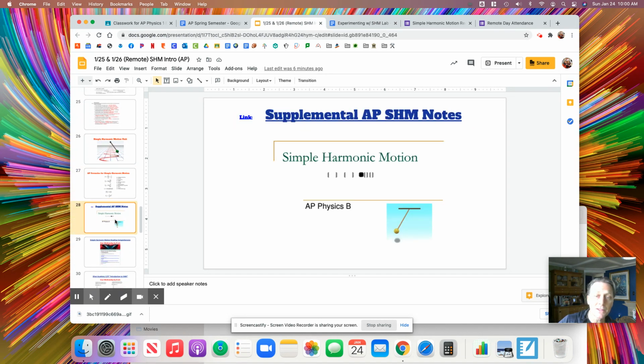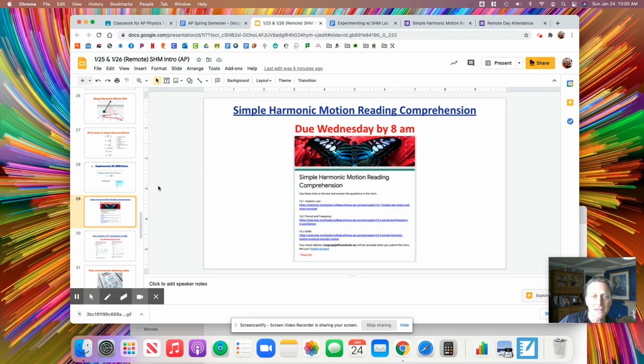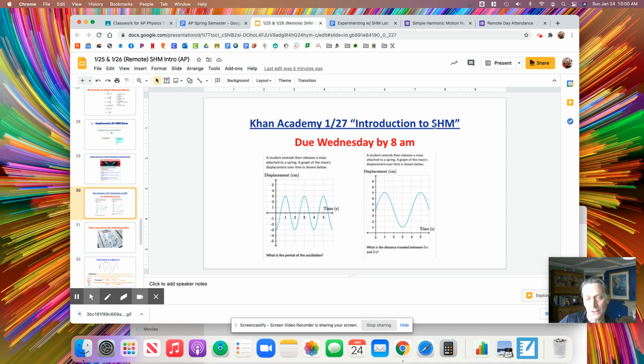So here's some supplemental notes. These are just a set of notes here to kind of look through. It's an overview of the whole entire unit. Okay. All right. Now, as far as getting ready for this unit, you're going to be doing some readings in simple harmonic motion. The link is here. It's due Wednesday. And you'll be working on the introduction to simple harmonic motion in Khan Academy, also due Wednesday.